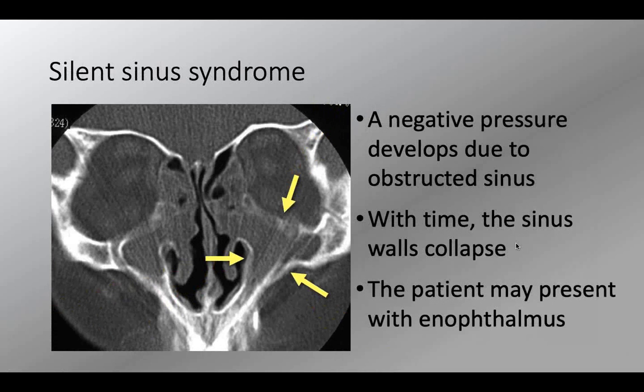Then if you have a long-standing infection, a negative pressure might develop due to the obstructed sinus, and with time the sinus walls collapse, and the patient may present with enophthalmos. In this case, you also have this oval-formed orbit.